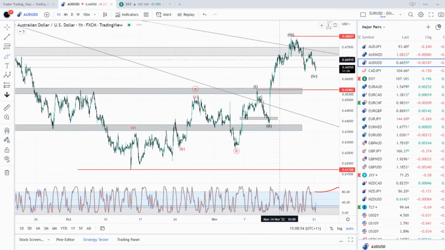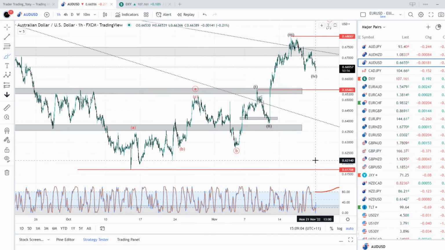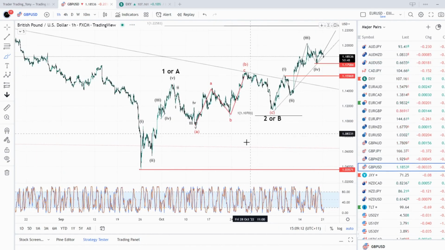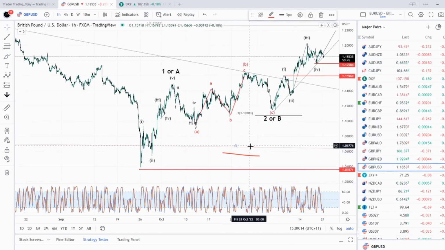The hourly time frame is suggesting that we need another high in the market. You could possibly squeeze a wave 3, 4, 5, but that wave 4 would be relatively small compared to this wave 2. I don't like that count too much, but obviously anything can happen. Similarly, on the GBPUSD, we have the same kind of structure. We've been following this for some time.